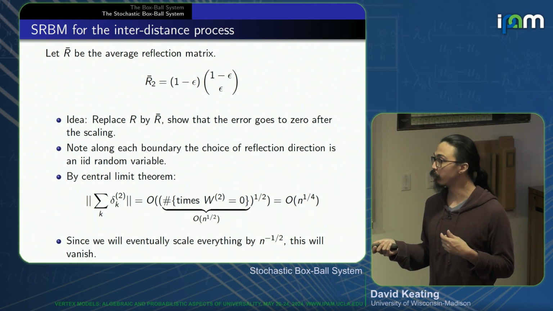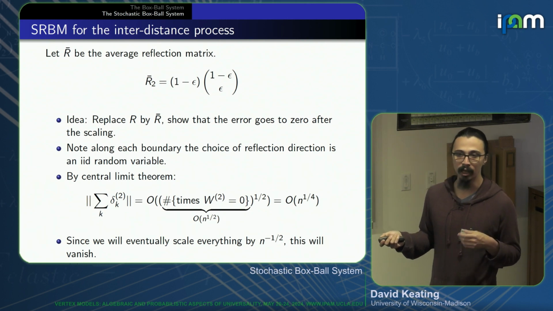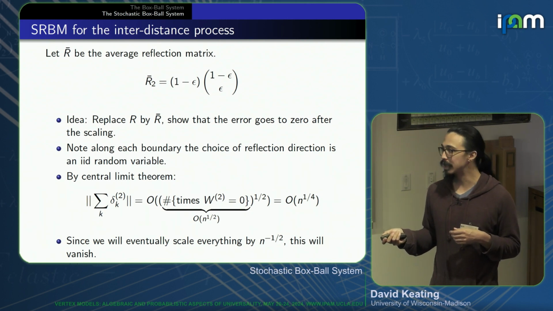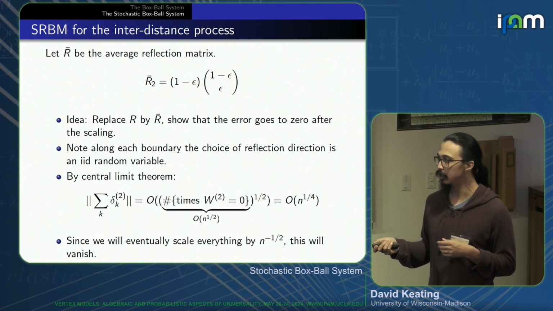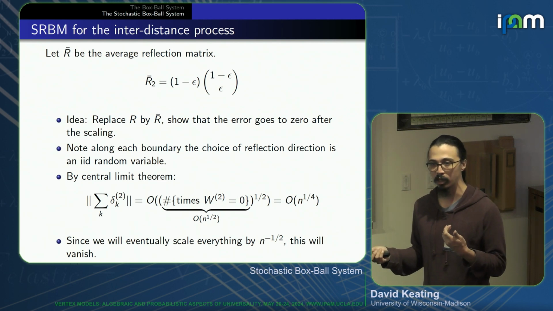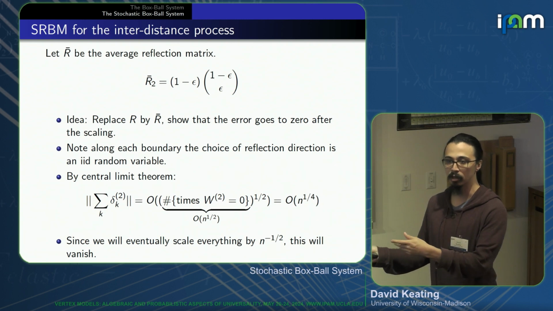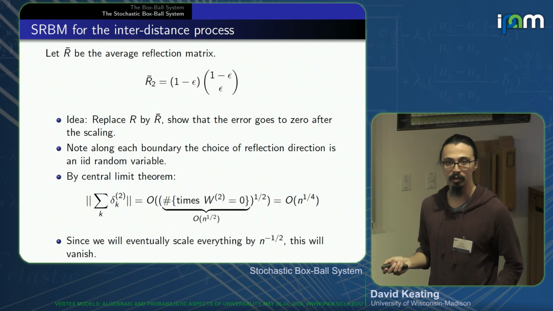And as before, we showed that the number of times we hit the boundaries is O of n to the 1/2. So the square root of that will be n to the 1/4. And since we're scaling everything by n to the minus 1/2 to take our scaling limit, this error term will actually be small and just vanish. So this replacement of the reflection matrix by its average doesn't introduce any error in the limit. The error vanishes in the limit.